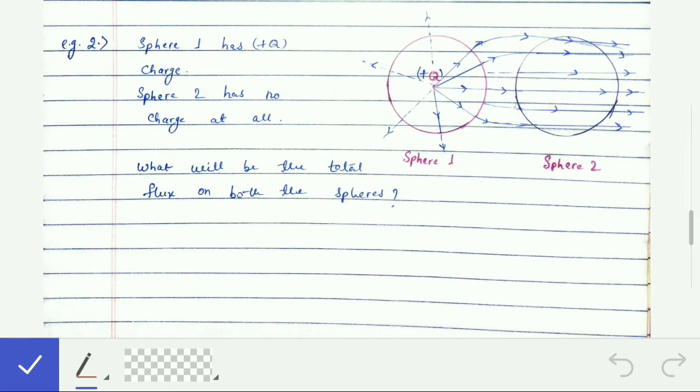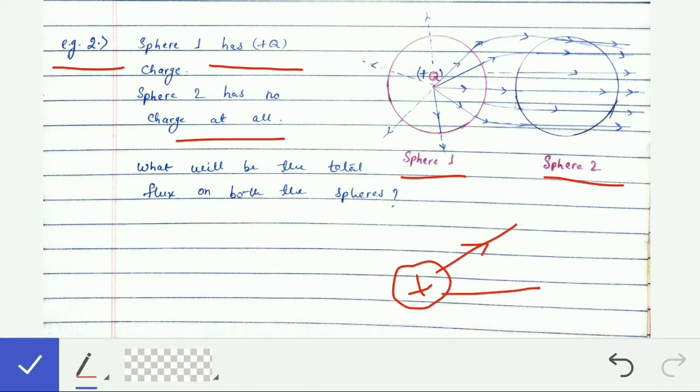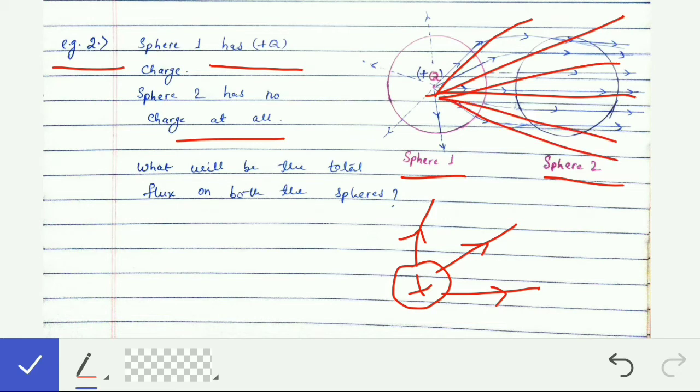Next example says there are two spheres, sphere 1 and sphere 2. Sphere 1 has plus q charge and sphere 2 has no charge at all. We know that a positive charge always gives out electric lines of force in the perpendicular direction, so the electric lines of force will go in a straight path like this, not a curved path. But definitely some of them will pass through the second sphere also. So what will be the total flux on both the spheres?